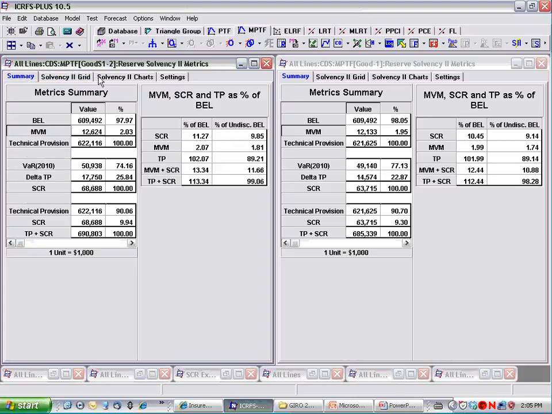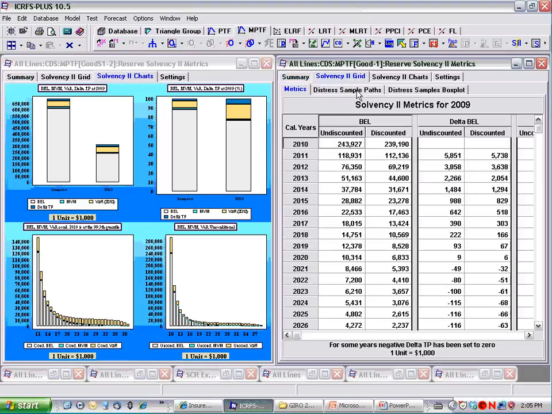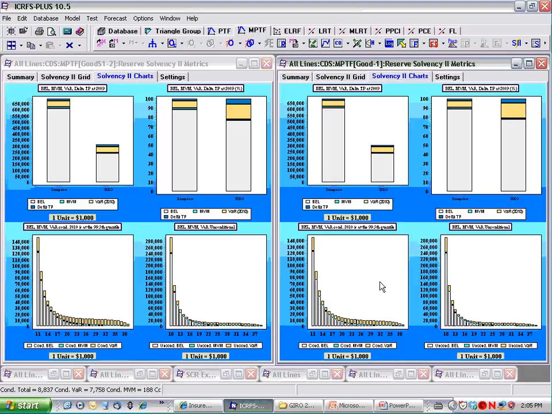You've got your metrics, you've got your summary, you've got your charts, which you've seen all these before. Okay, all right, so that almost concludes that.